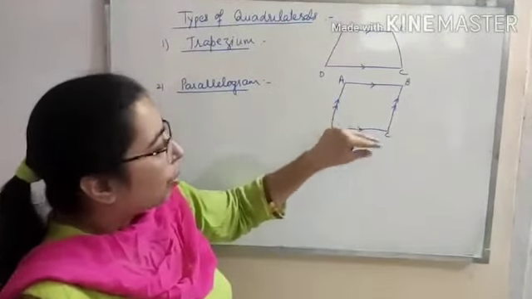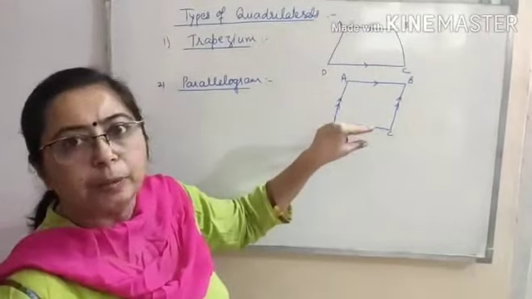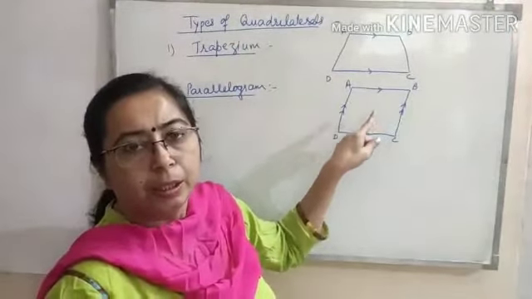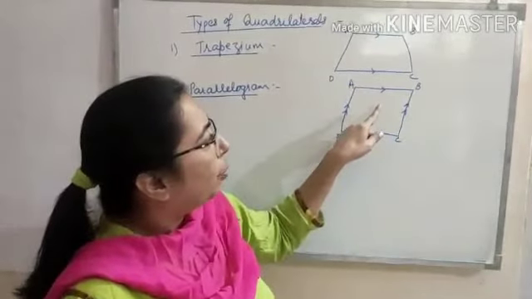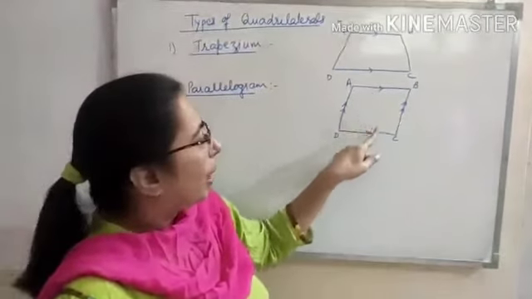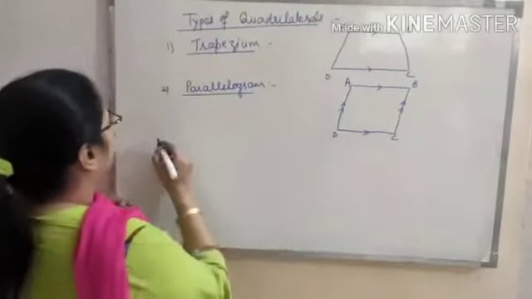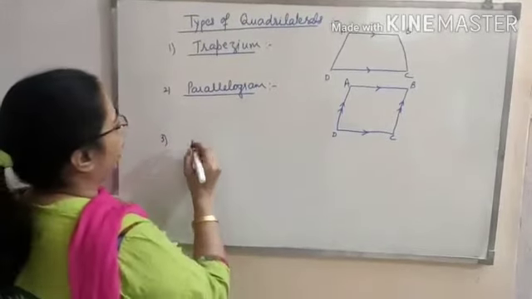Now, if in the questions you have to prove it is a parallelogram, we will prove that the opposite sides are parallel. This is a very important point. You have to keep it in mind. To prove a parallelogram, you will prove that opposite sides are parallel. Now we come to the special cases of parallelogram.